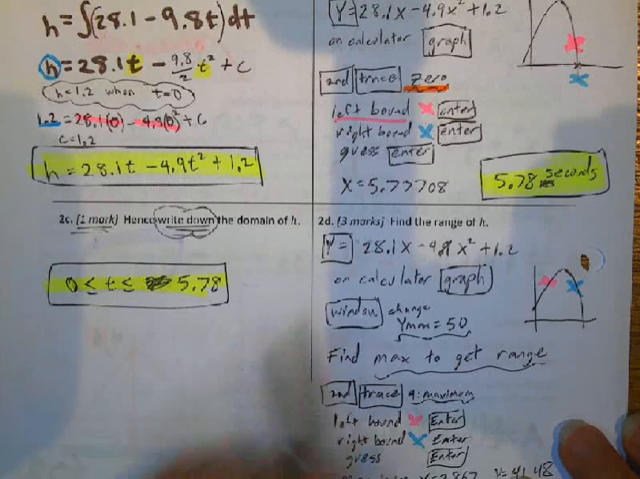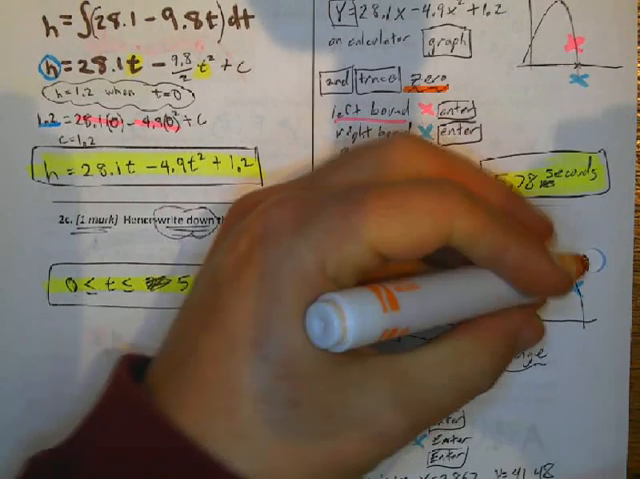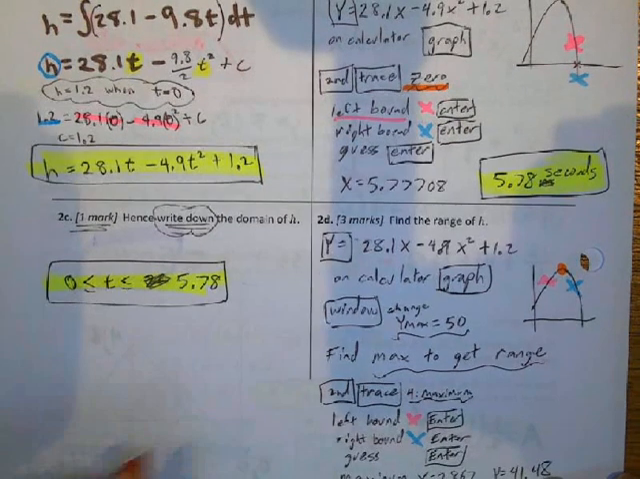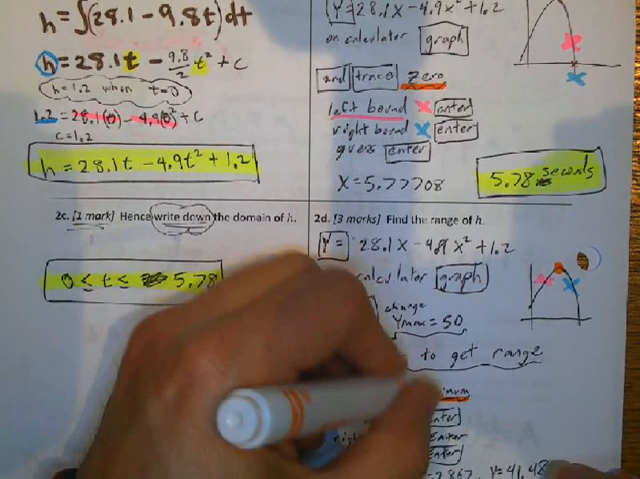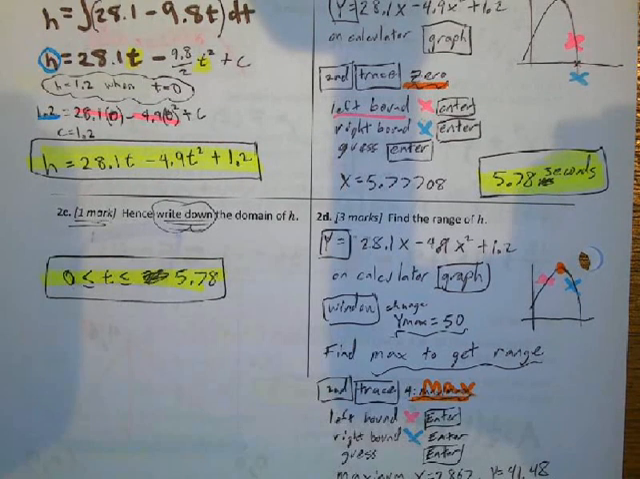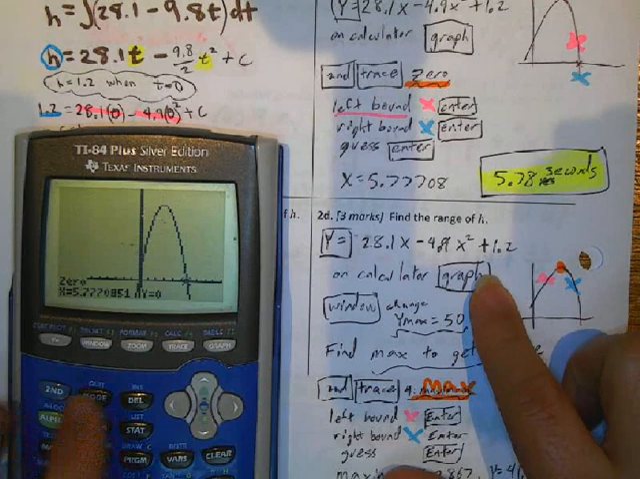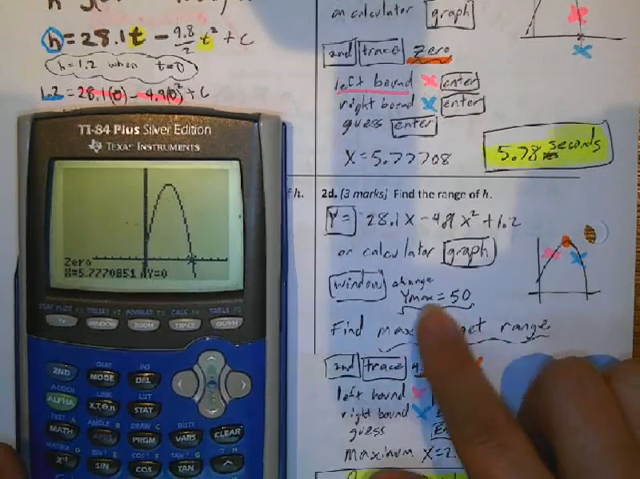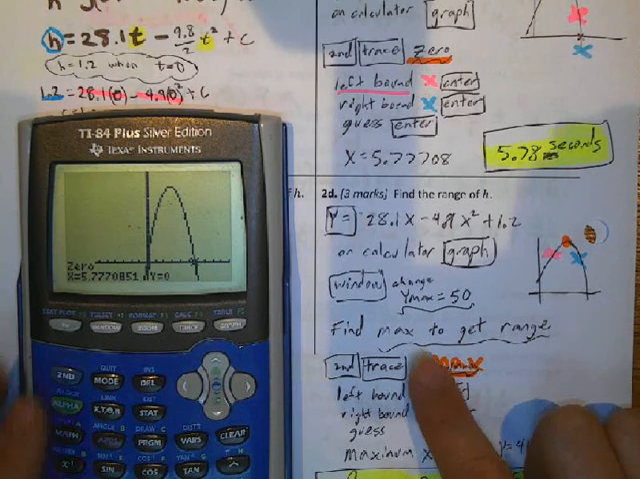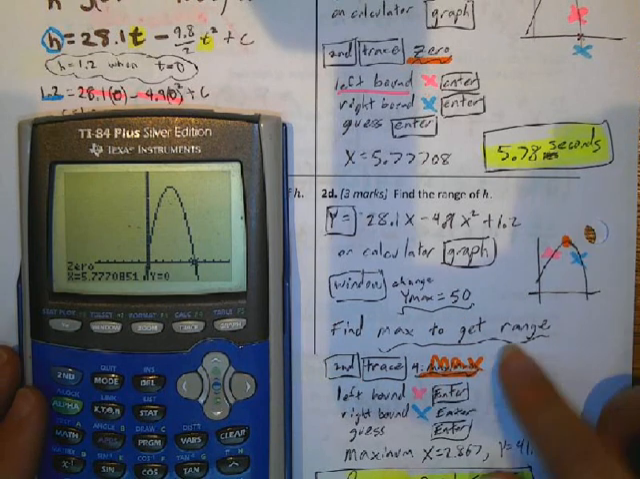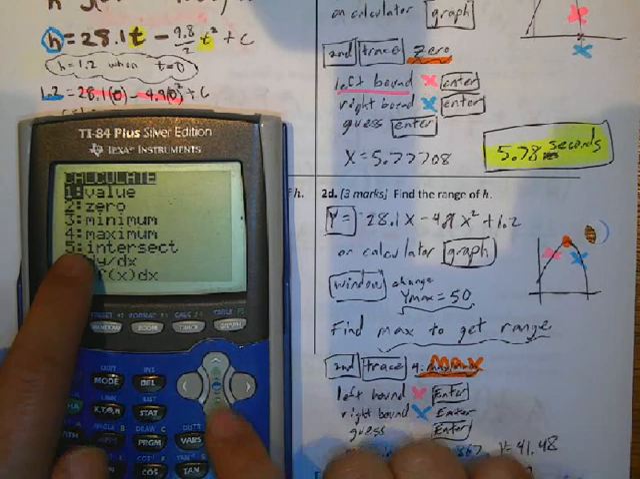Okay, now we want to find the range. So I need to figure out the maximum. So in order to figure out the maximum, I've got my equation already typed in here, as we saw, and I've already changed my window. And so to find out our range, I need to figure out the maximum. So I'm going to hit second trace. This time I'm going to choose 4 to do maximum.